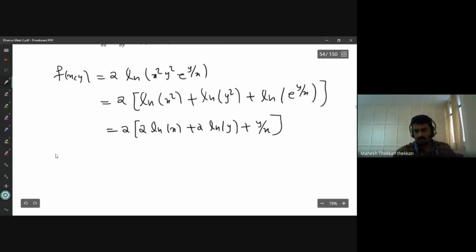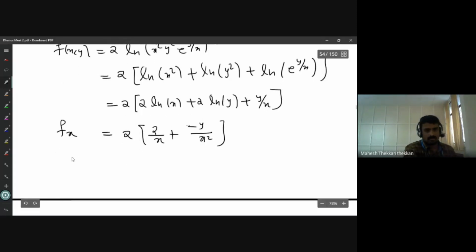What will you get? fx is 2 into 2 by x plus minus y by x square. And what about fy? fy is 2 into 2 by y plus 1 by x.